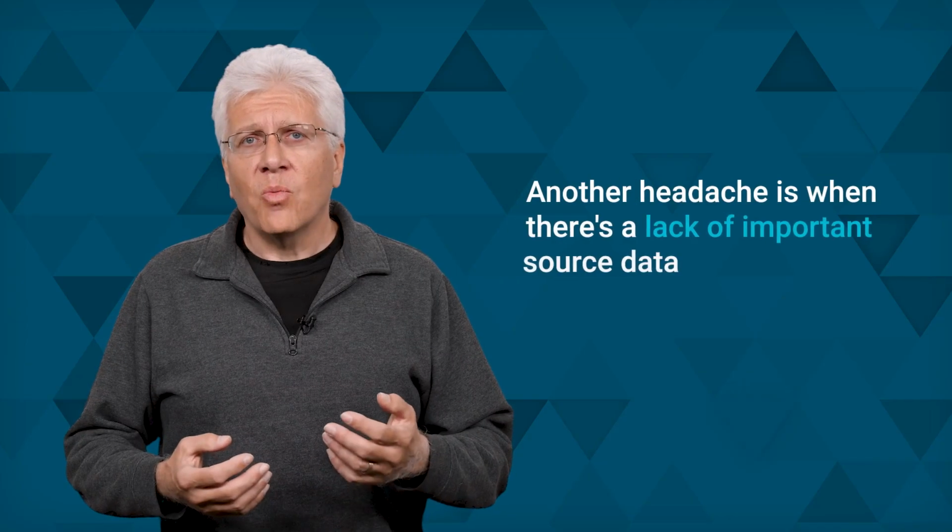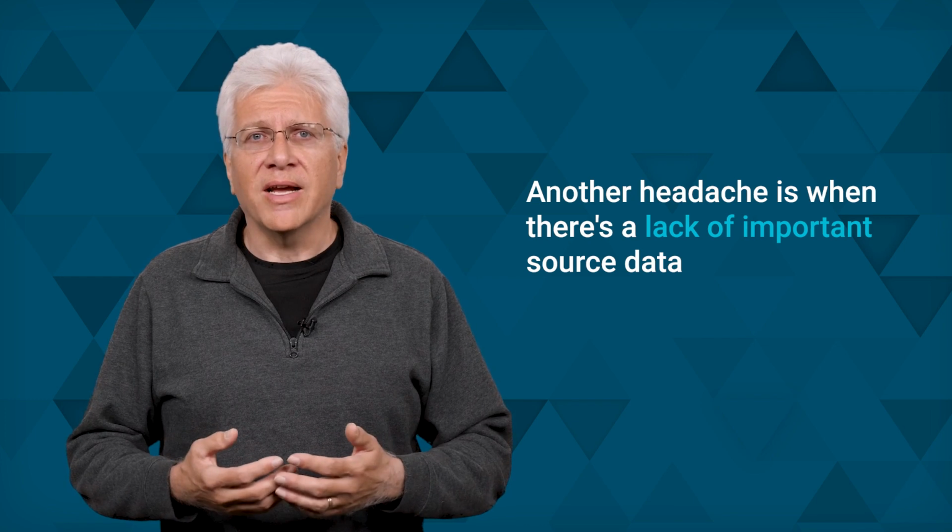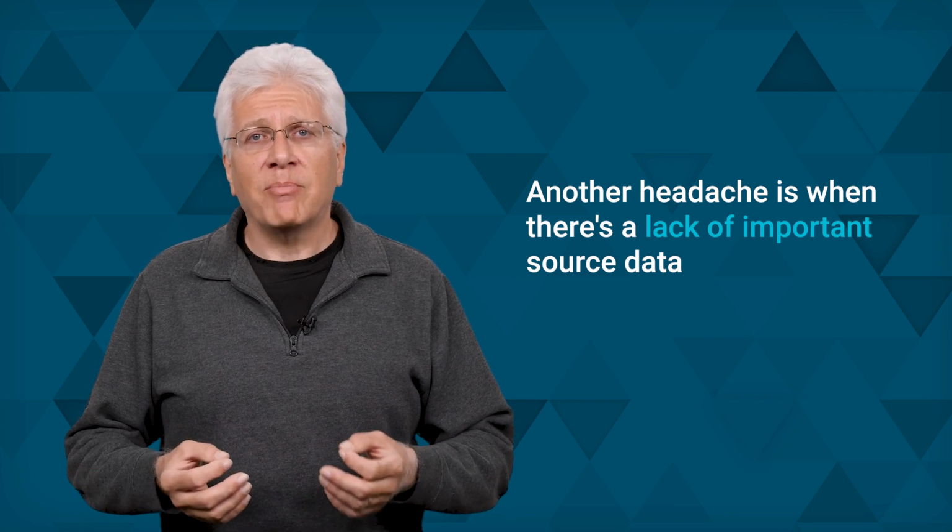Another headache is when there's a lack of important source data. This happens especially at the application level and with the tracing of workflows. It can also be difficult to assemble the right information and interpret what's available when the same type of data comes in different formats from different sources. That's why an organized strategy for structuring information into a standard form is essential to observability.